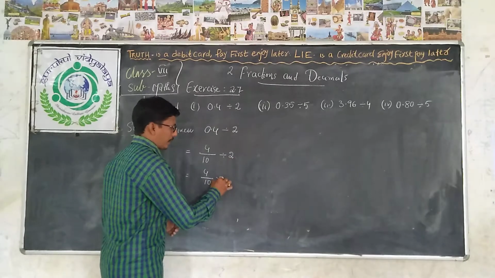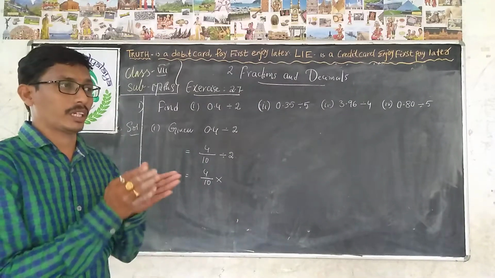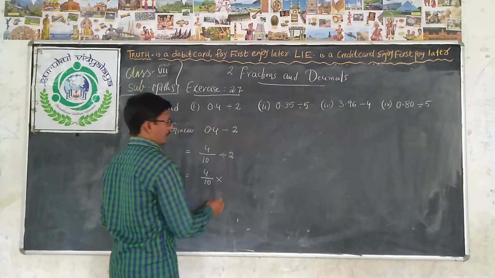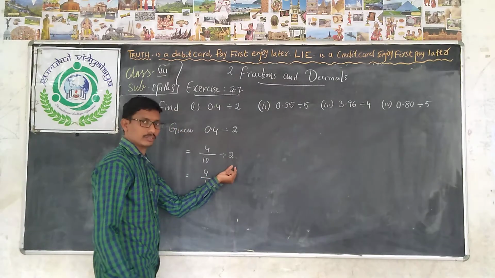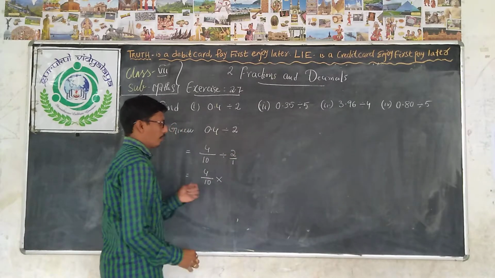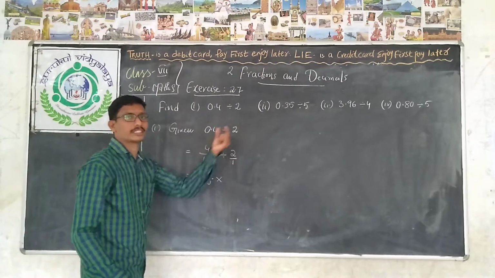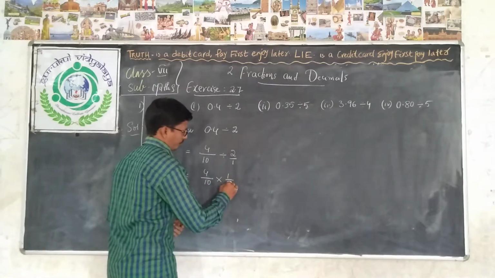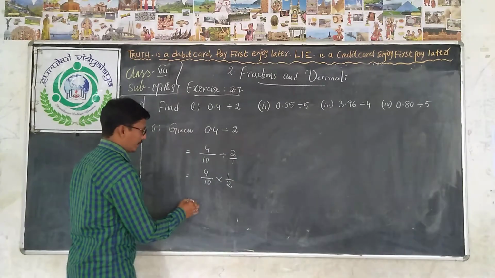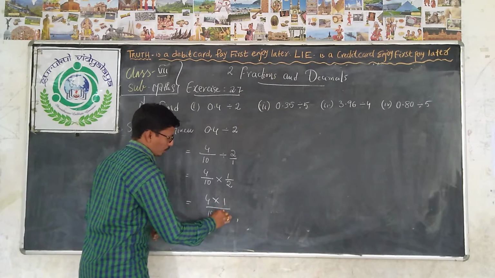Already in the last classes we learned how to change the second term when you are converting divisions into multiplications. So divided by 2, actually 2 means what? 2 by 1. So when you are converting division into multiplication, the reciprocal of 2 by 1 is 1 by 2. Okay. So multiply the numerators and the denominators: 4 into 1 by 10 into 2.